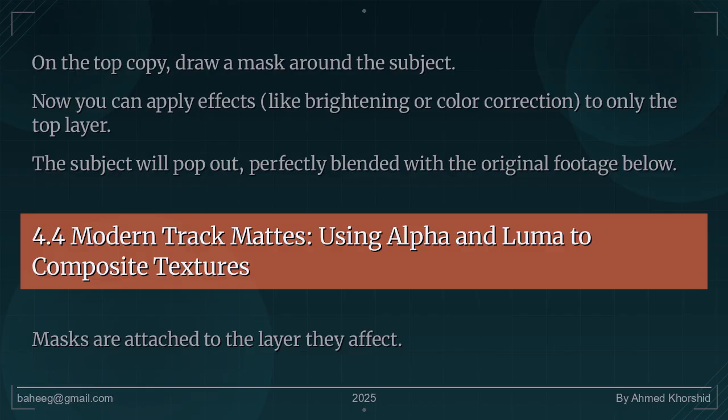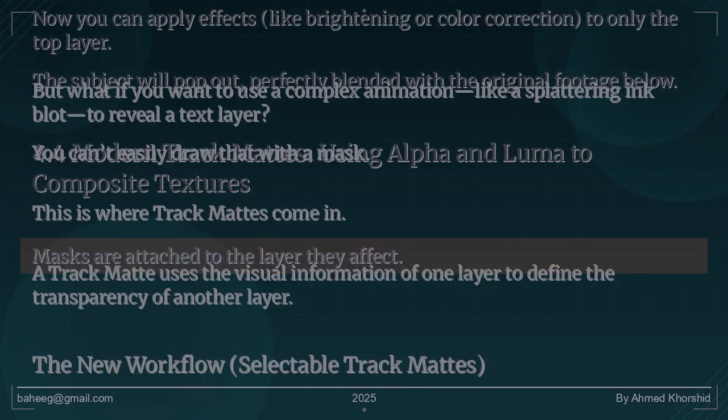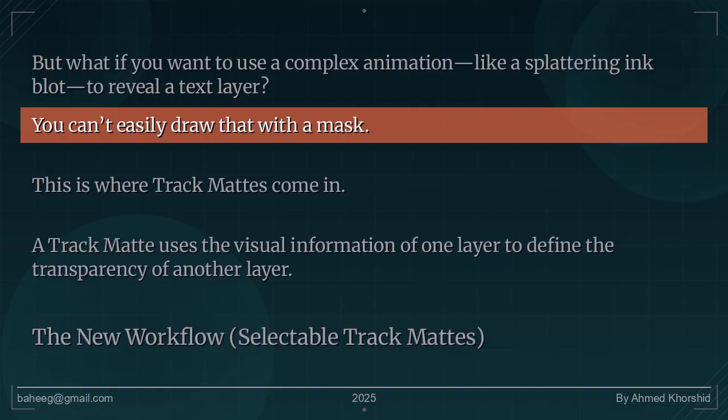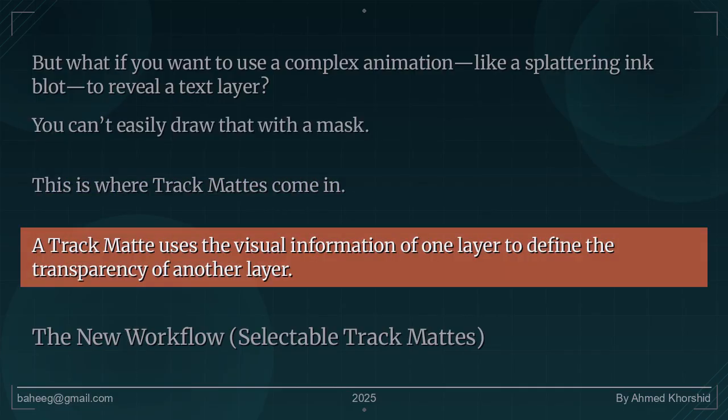4.4 Modern track mats, using alpha and luma to composite textures. Masks are attached to the layer they affect. But what if you want to use a complex animation, like a splattering ink blot, to reveal a text layer? You can't easily draw that with a mask. This is where track mats come in. A track mat uses the visual information of one layer to define the transparency of another layer.